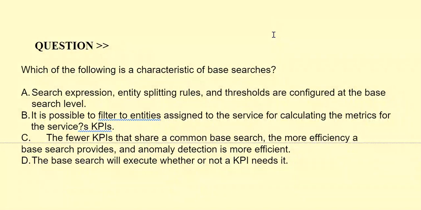Option A. Search expression, entity splitting rules, and threshold are configured at the base search level. Option B. It is possible to filter to entities assigned to the service for calculating the metrics for the service's KPIs. Option C. The fewer KPIs that share a common base search, the more efficiency a base search provides, and anomaly detection is more efficient. Option D. The base search will execute whether or not KPI needs it.